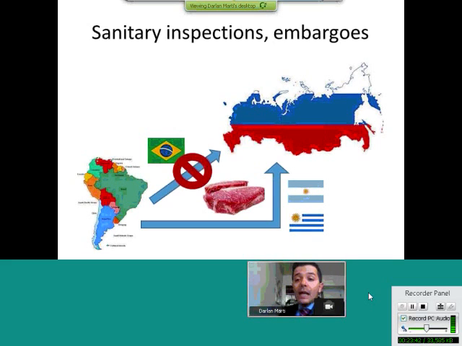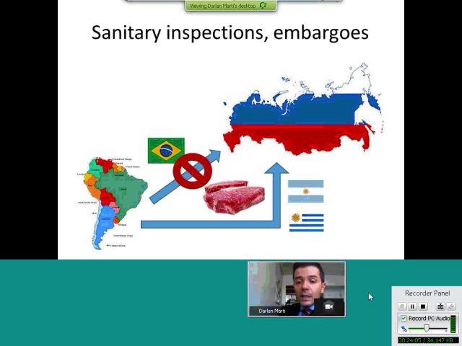It would have been unfair to subject beef from Argentina, Uruguay, or any other country to sanitary embargoes when they were not affected by disease. So here you have another example of a case where having the right origin can make a lot of business sense.